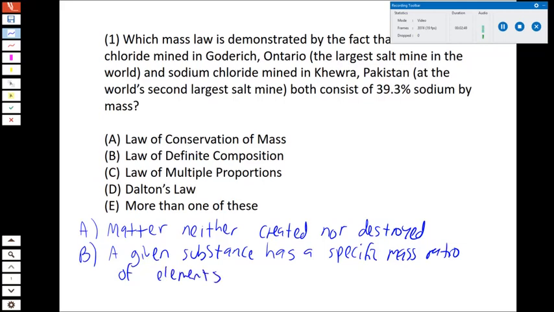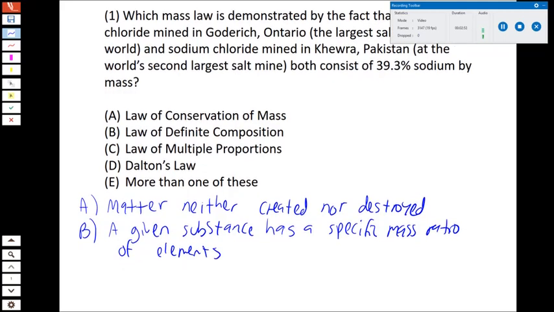So the key distinction between definite composition, which is choice B, and multiple proportions, which is choice C, is that for law of multiple proportions, we're talking about two or more different compounds. Definite composition deals with a single compound and its mass composition, and multiple proportions deals with two or more substances and their mass compositions. Now we're talking for multiple proportions about two or more substances that are formed from the same elements.